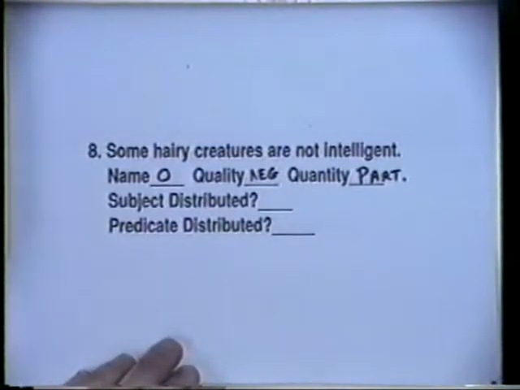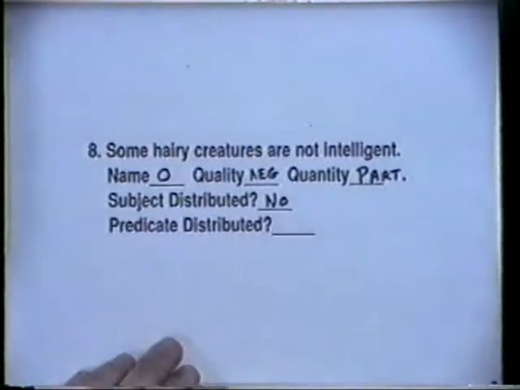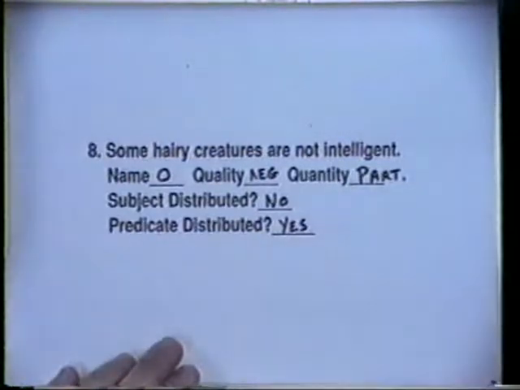Does it distribute the subject term? No, because it talks only about some hairy creatures. Does it distribute the predicate term? Yes, because it says the entire class of intelligent people is distinct from hairy creatures.